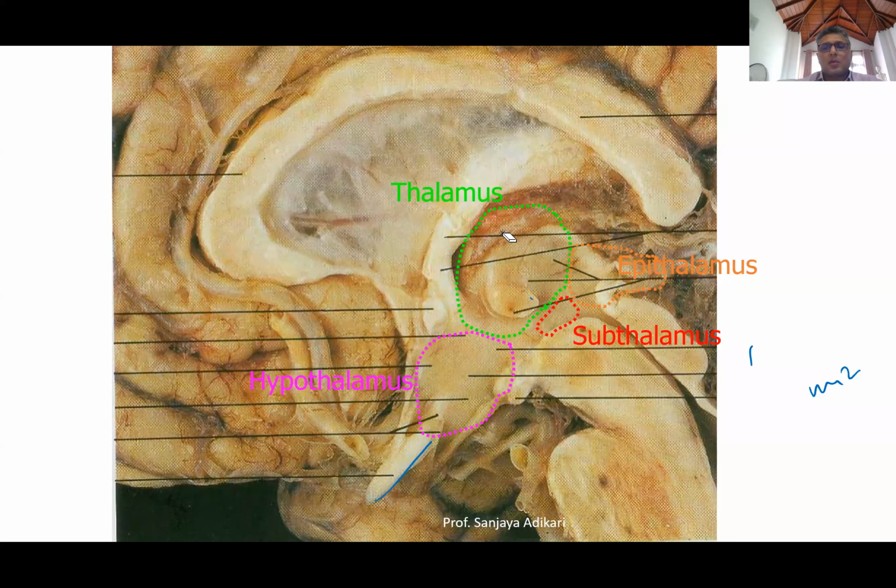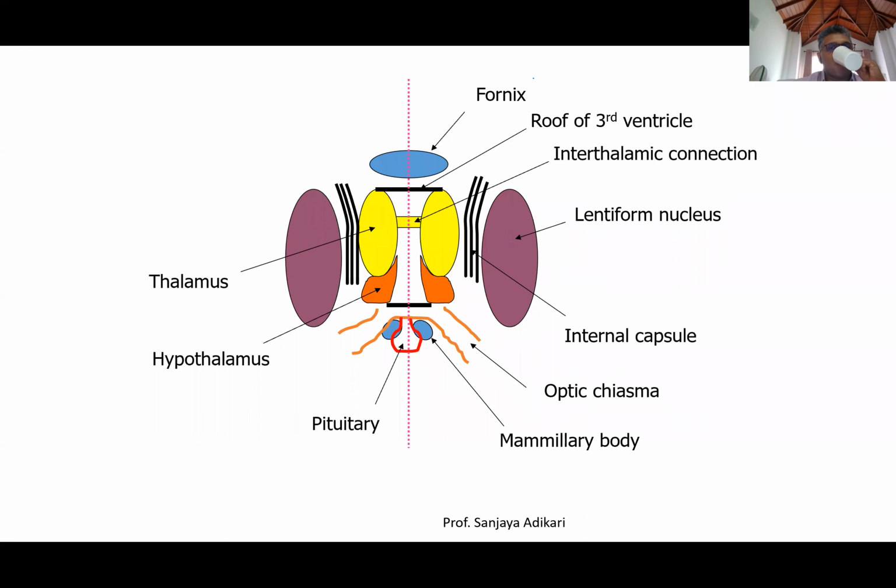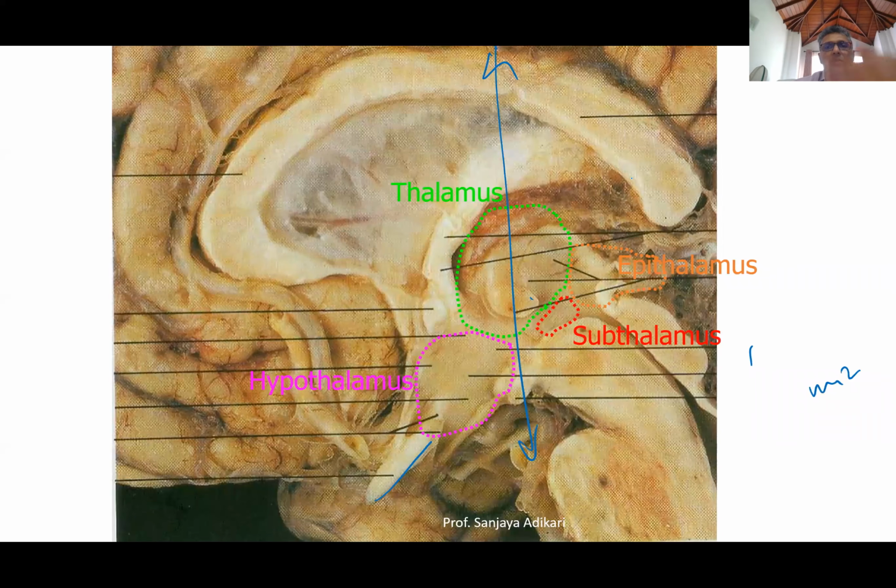Now, this is how you can draw it. Again, if you take a coronal section like this, this is how you see it. You get two thalami above and the two hypothalami below, connected to the pituitary gland below. Then lateral to the thalami, you get the internal capsule here. And further laterally, you get the lentiform nucleus, which you don't see in this diagram. It's on the other side.